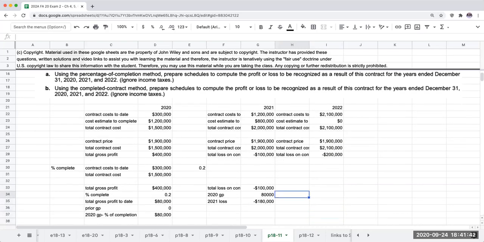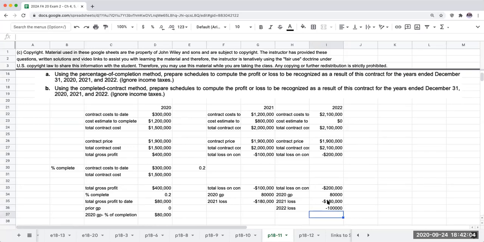So what I have to do here is, my loss on my contract over here is 200,000. I recognized profit of 80, but then I had a loss over here of 180. So the amount of the loss I'm going to have for 2022 is going to be $100,000.